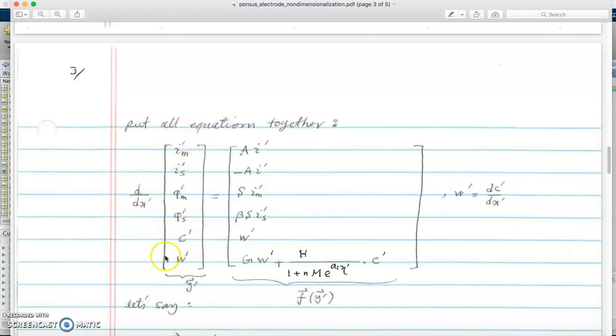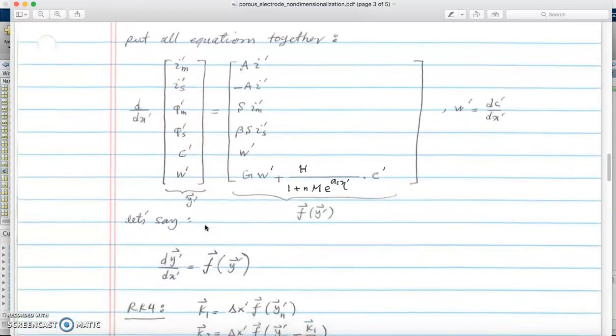So the derivative of this vector is equal to these sets of equations, where A and S, beta, these are parameters or constants of the problem, as well as G and H and M and A. All of these parameters are explained in the problem statement. I'm not going to go over them in this video, but just to let you know that these are constants, and our unknowns basically are these 6 variables.